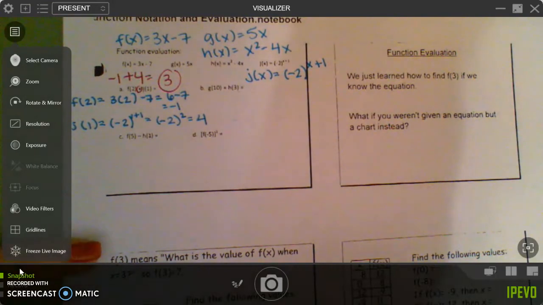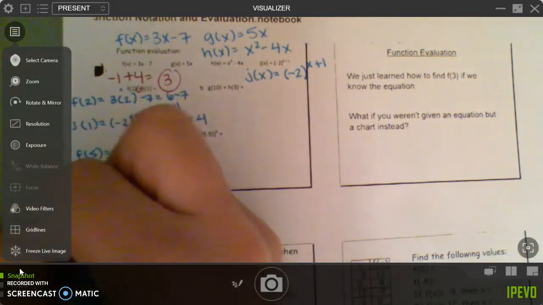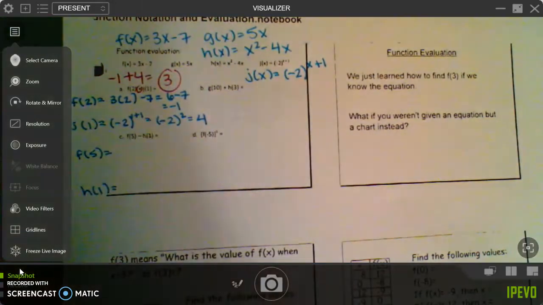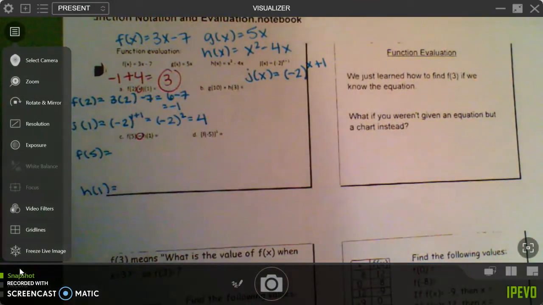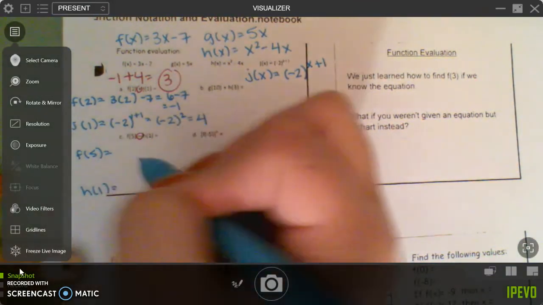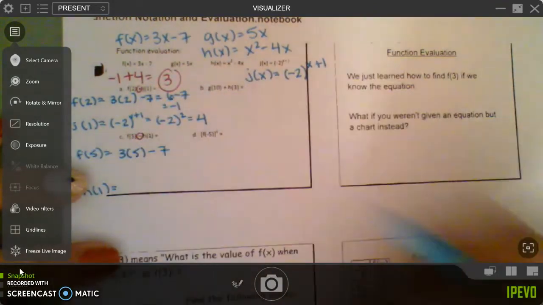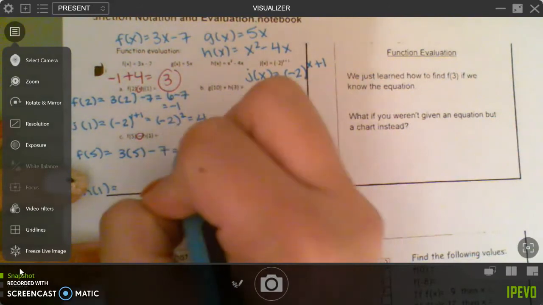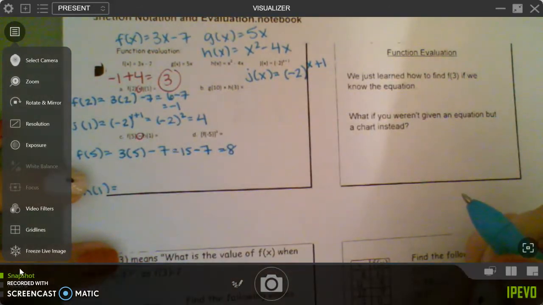Okay, let's do C. C says f of 5 and h of 1. But notice how this problem has a minus in between. So you have to make sure you're going to subtract them in the end. So f of 5 is going to be 3 times 5 minus 7. That's going to give you 15 minus 7, which is an 8.